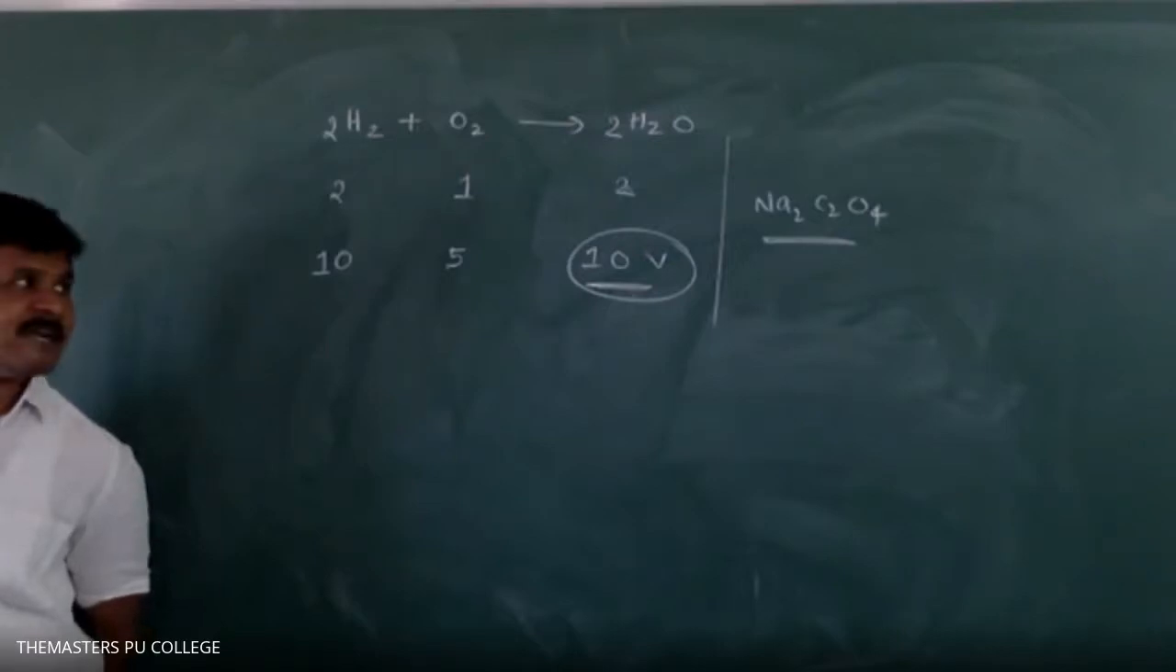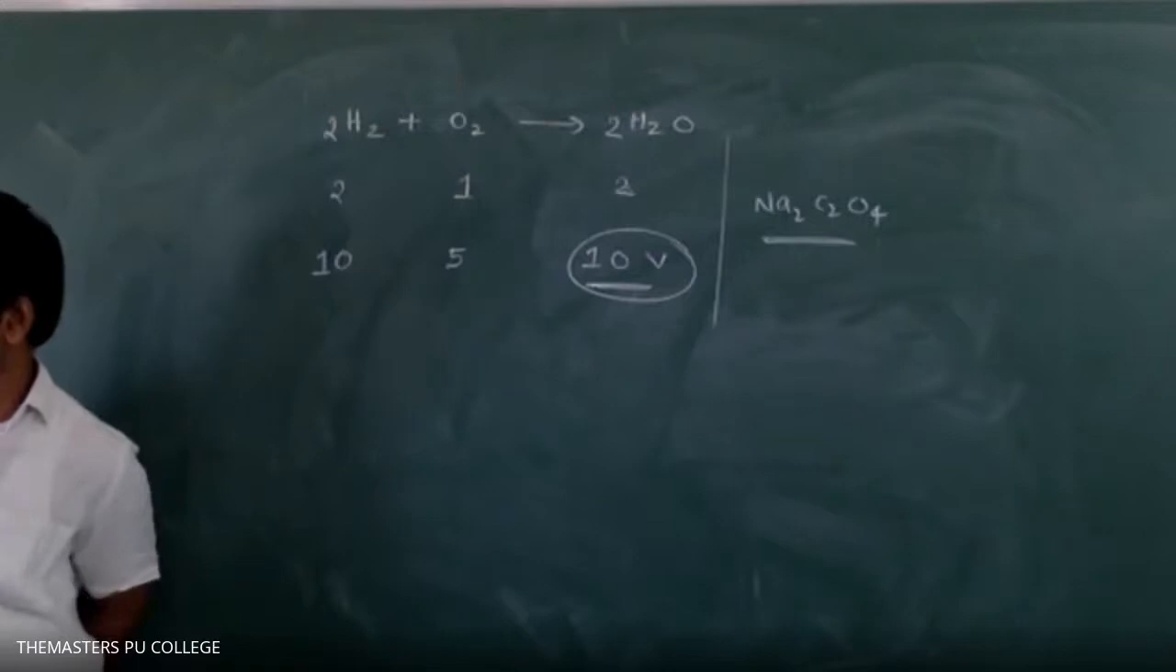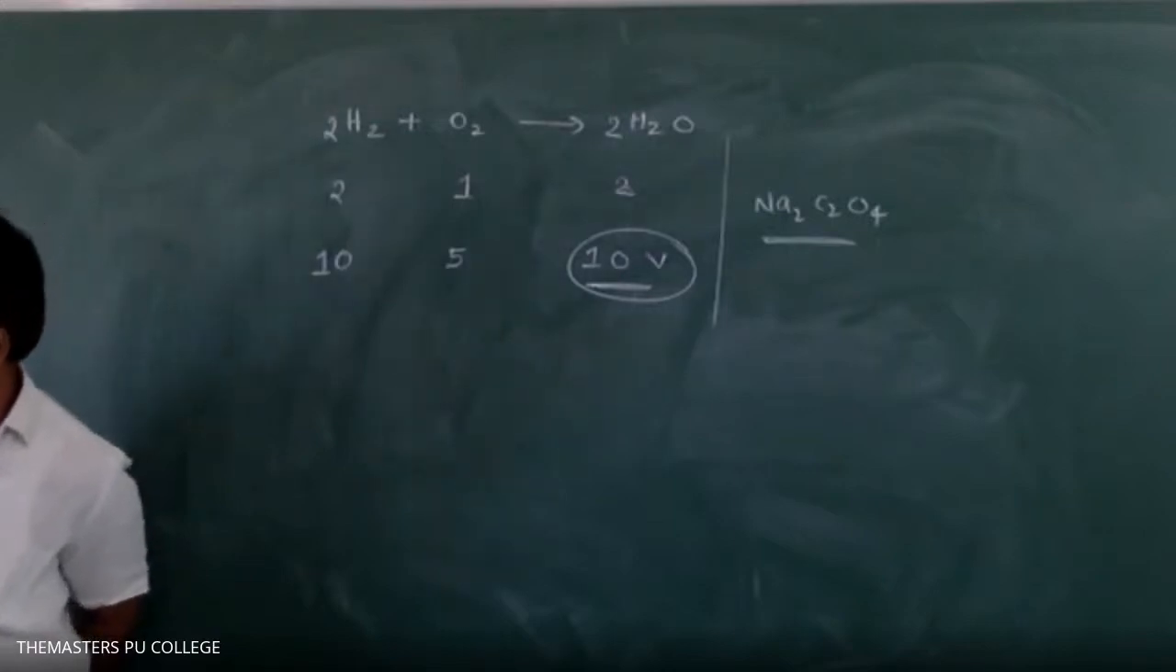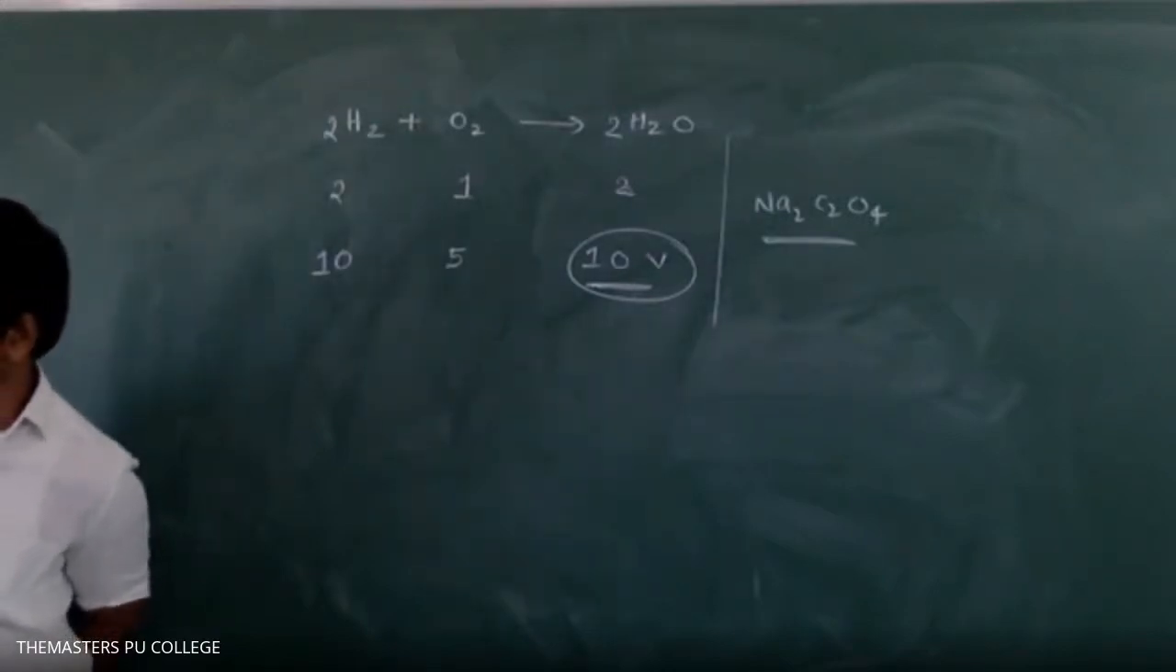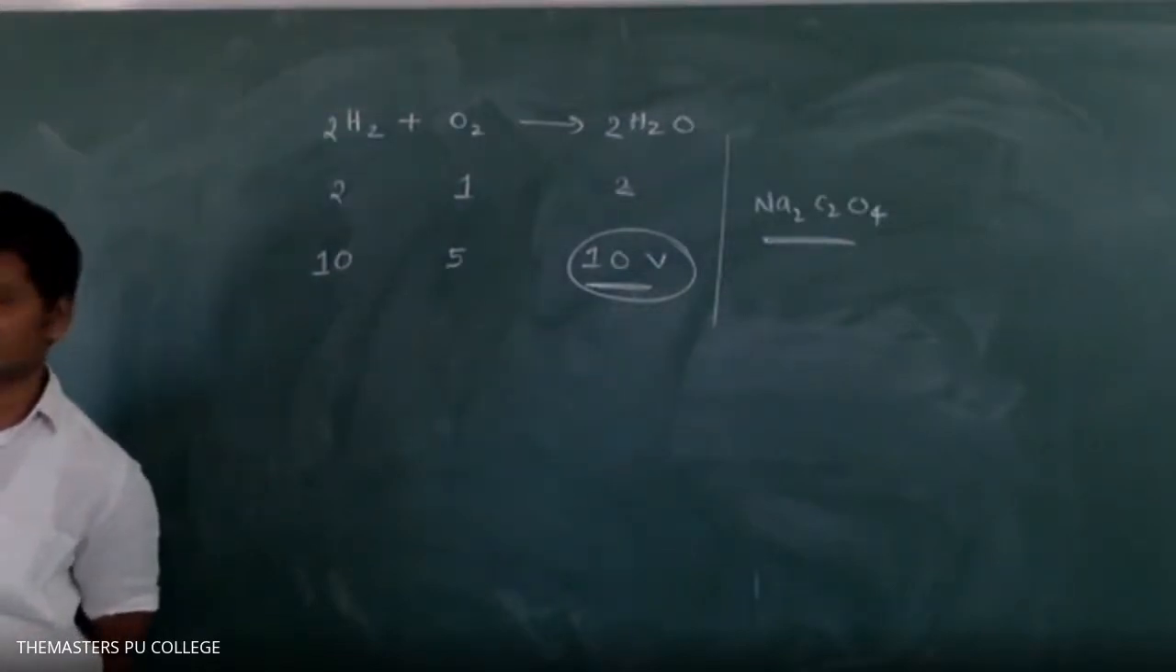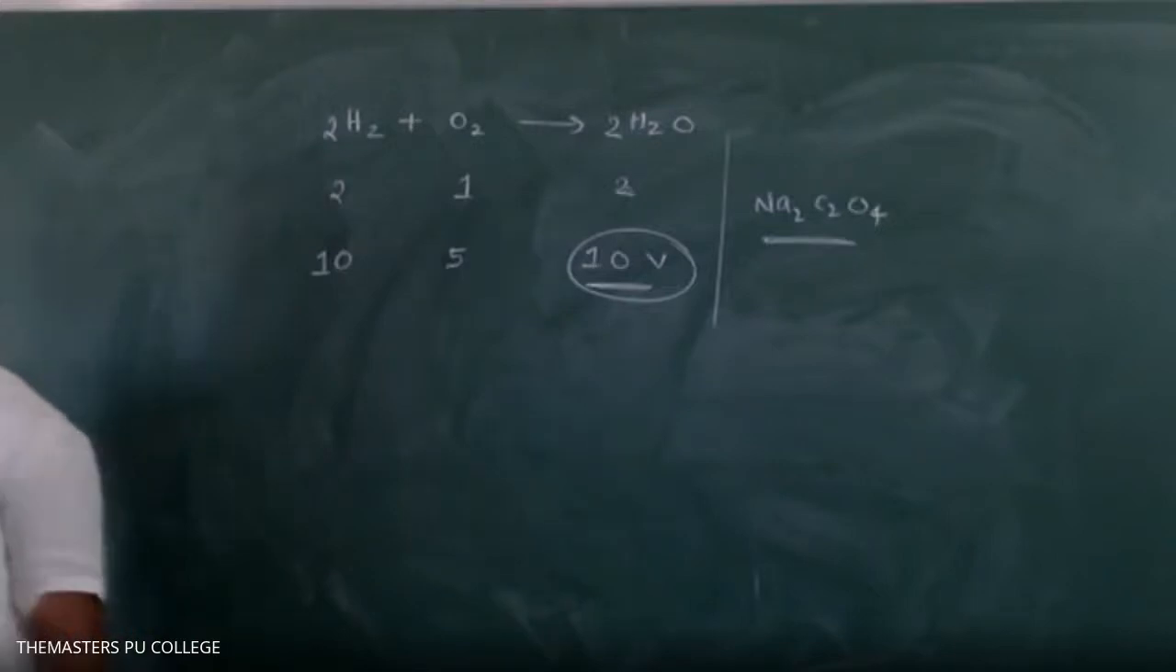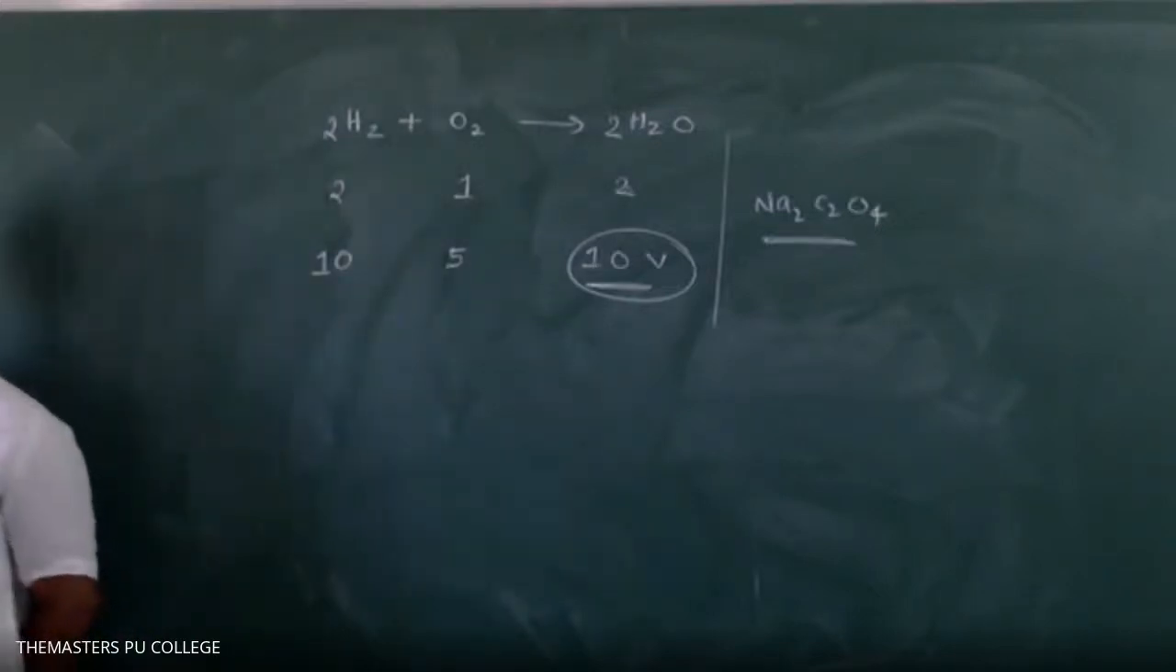Remove sodium, add hydrogen, and you get oxalic acid. Okay? Na2C2O4 is sodium oxalate. H2C2O4 is oxalic acid. Okay. Yes, sir.